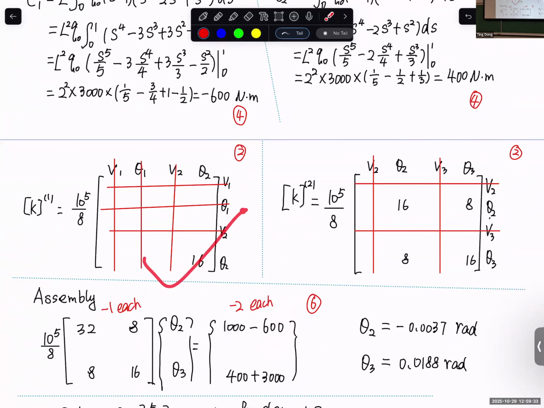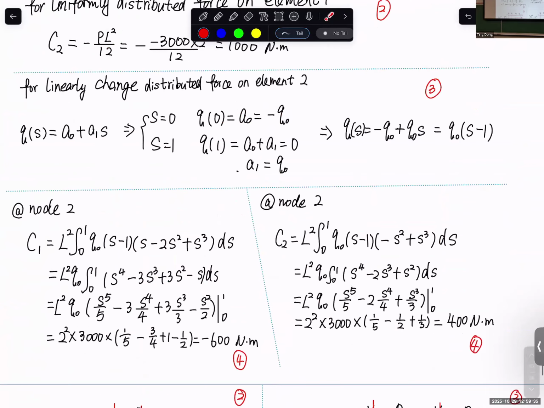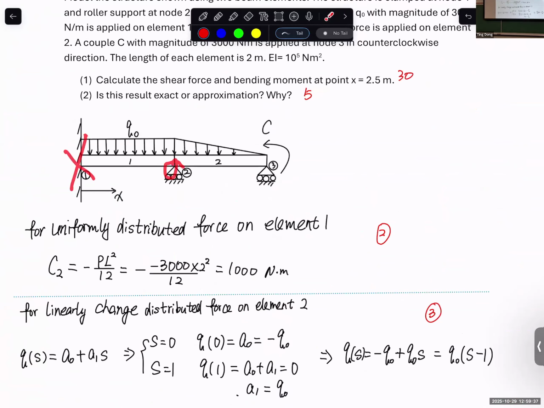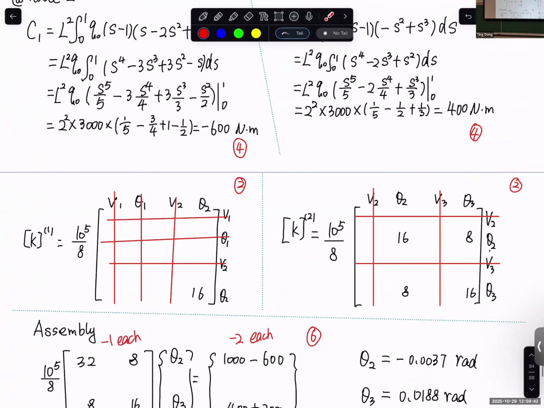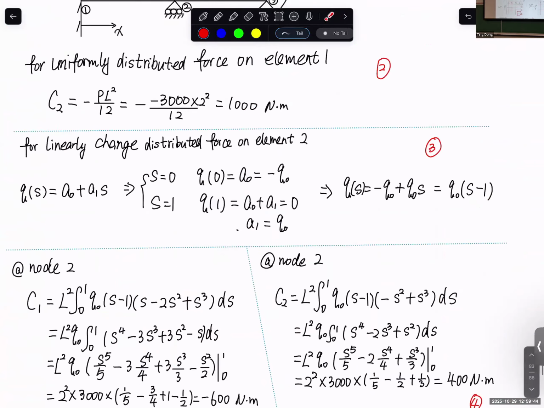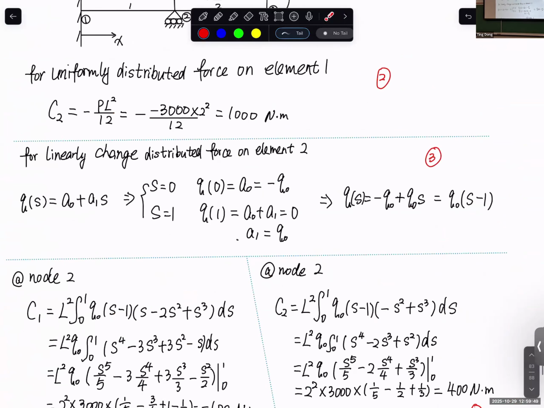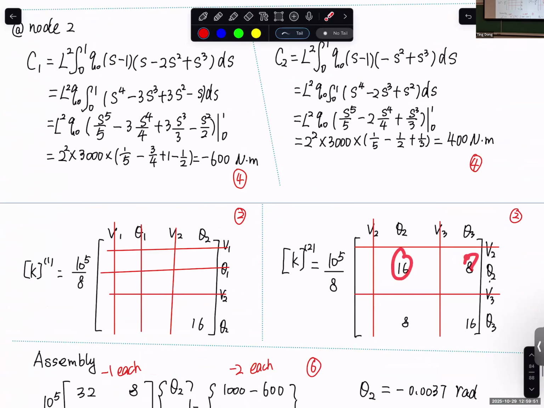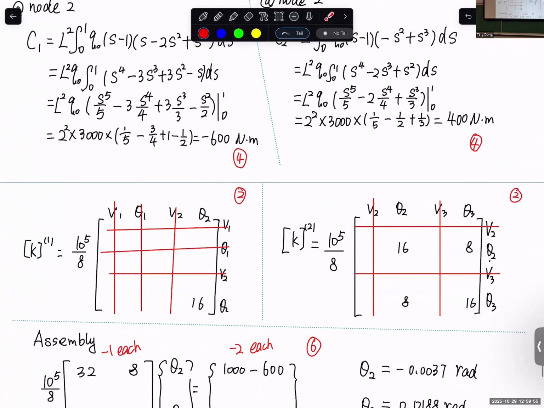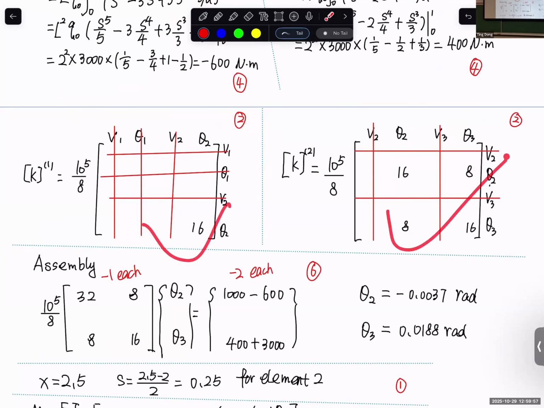For the first K, you only need 1 component because it's fixed, and this one means deflection is fixed. So we only need 1 component. For the second element, fixed, so we only need 2 by 2. Everything related to theta 2 and theta 3. So 2 by 2. And do assembly, of course. This is the corresponding theta 2, theta 2 component. This is the corresponding theta 2, theta 2 component. So it's here, 16, 32.